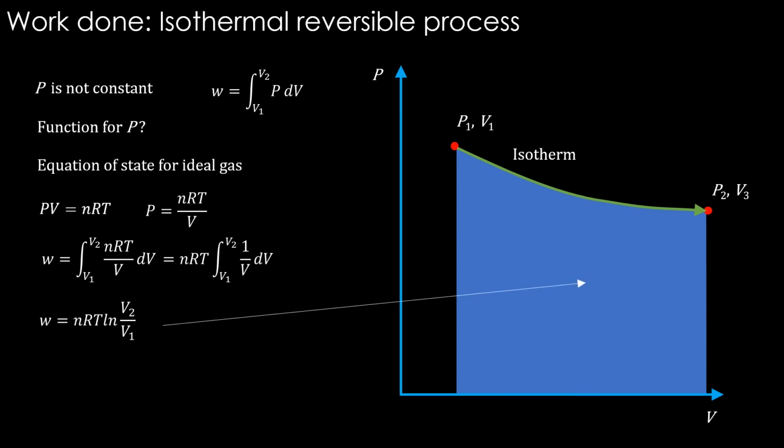As we have seen before, for an ideal gas, internal energy depends on temperature alone. Since the temperature is constant, the internal energy is constant. So from the first law, we can understand that W is equal to Q. All the heat supplied in an isothermal expansion is converted into work. This is easy to see, isn't it? All the heat is converted into work.